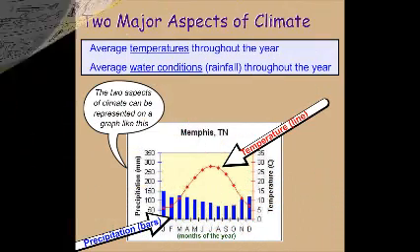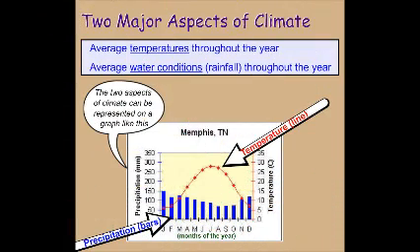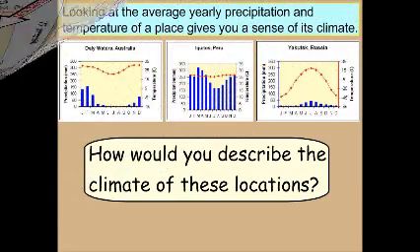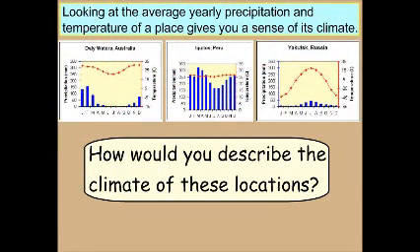There are two major aspects of climate: average temperatures throughout the year and average water conditions, meaning rainfall throughout the year. The two aspects of climate can be represented on a graph like this. You can see that on the bottom we have the months of the year, and then the blue bars represent the average precipitation throughout the year, and the red line shows how the temperature goes up and down throughout the year. Looking at the average yearly precipitation and temperature of a place gives you a sense of its climate.